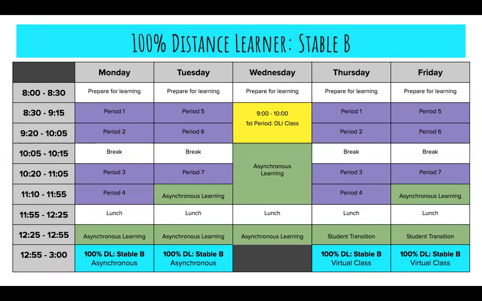Okay, so just look at the bottom here and you'll notice that if you are a 100% distance learner stable B, you are starting off the afternoons on Monday and Tuesday as an asynchronous learner. And then you are ending your afternoons on Thursday, Friday, logging on to your virtual classroom.